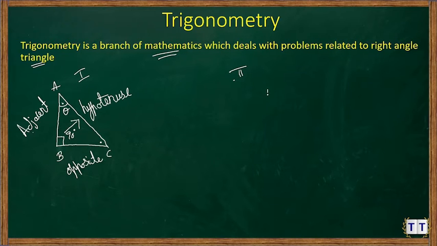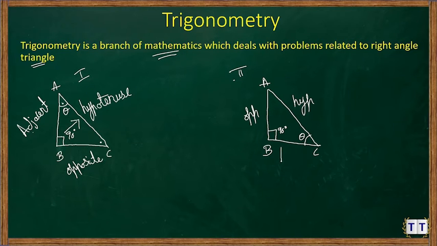In case 2, I'm drawing the same right angle triangle. This is A, this is B, and this is C. It is right angle at B. If theta is at C, the hypotenuse will not change because this is the longest side, but the opposite and adjacent will change according to theta. So if theta is at C, this will be my opposite side and this will be my adjacent side, and adjacent is also known as base. Is it clear? If theta is at A, then the opposite side will be here. If theta is at C, then the opposite side will be this, and the leftover side is adjacent or base.